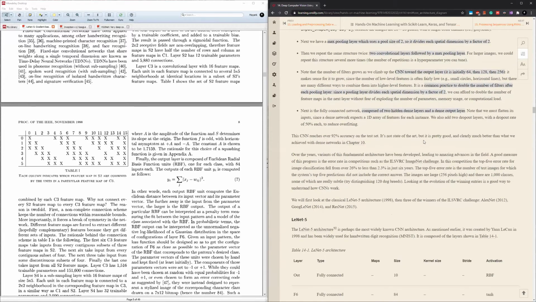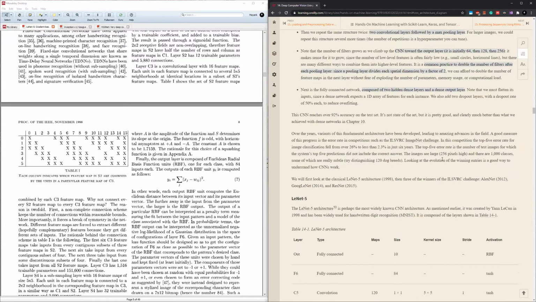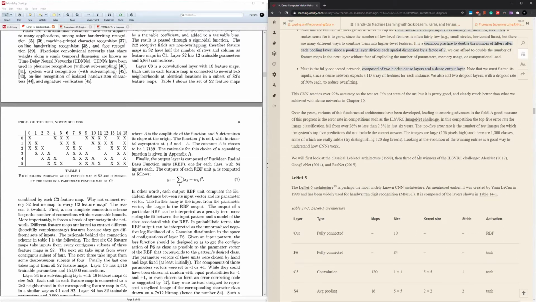Then the author has reported the accuracy of the CNN, which is over 92% here. And a way to understand the evolution of winning architectures is under classical.